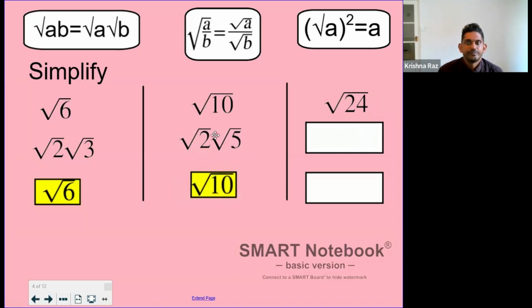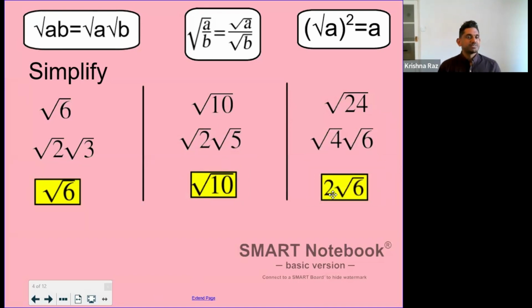Root 24 is a little bit different because I'll have 4 times 6, which will simplify to 2 root 6. So this is an aspect of surds that always confuses students and has you wondering why. Why do we use this? When you're doing more maths, it is quite a useful tool, and it's just understanding that we prefer it looking like this. Yeah, we prefer root 6 to root 2 root 3. So if you can't simplify it, leave it as it was.